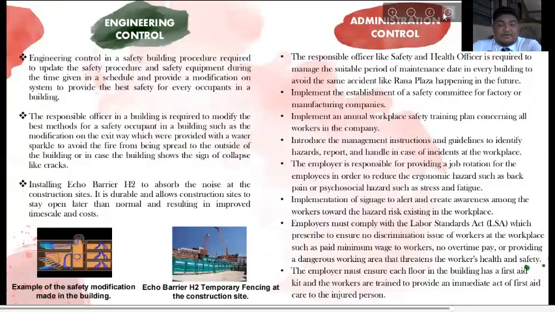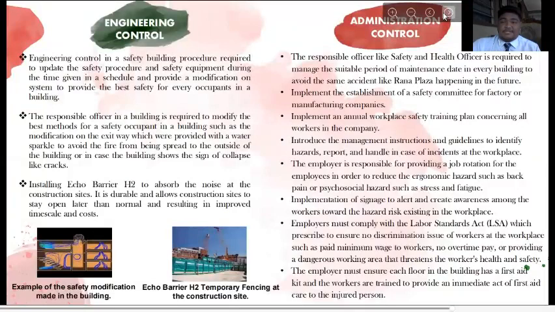Others include the implementation of signage to alert and create awareness among the workers toward the hazard risks existing in a workplace. Employers must comply with the Labour Standards Act or LSA, which is prescribed to ensure that there is no discrimination issue of workers at the workplace. The employer must ensure each floor in the building has a first aid kit, and workers are required to train themselves to provide immediate first aid care to an injured person.